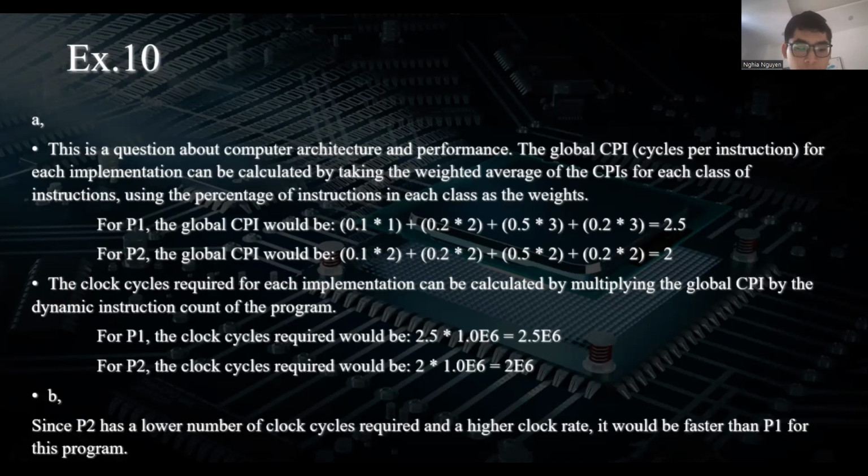In part B, since P2 has a lower number of clock cycles required, it should be faster than P1 for these programs.